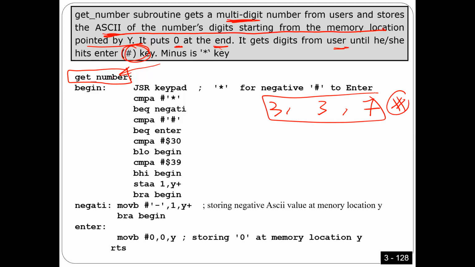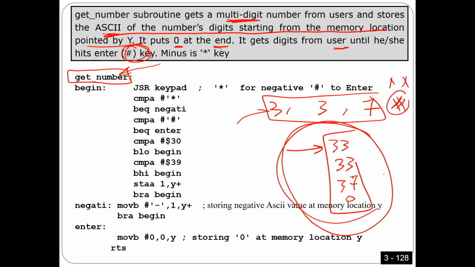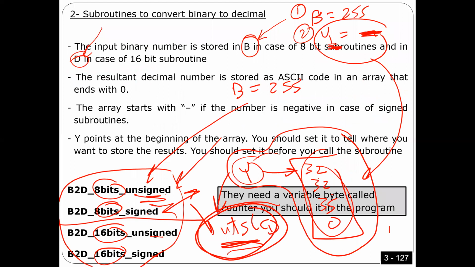So this function is going to keep taking numbers from the user until the user hits pound. And then this function is going to put it in an array in ASCII, 33, 37, and it's going to put 0 at the end to tell you this is the end. This array is going to be stored starting from the location pointed by Y. That means before you call this function, you have to set Y. You have to tell the function where you want to store this. Another important thing, guys: you can see the output of this function is compatible with put string LCD.